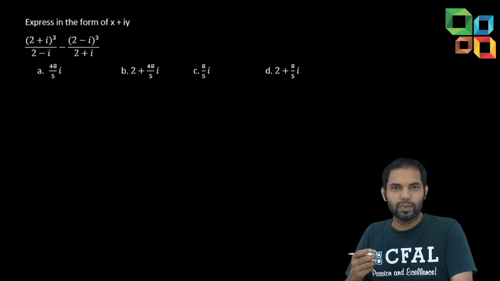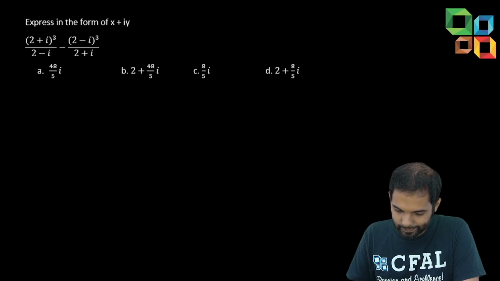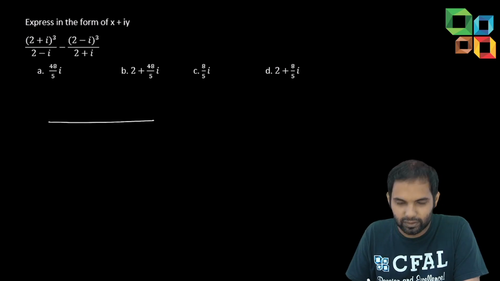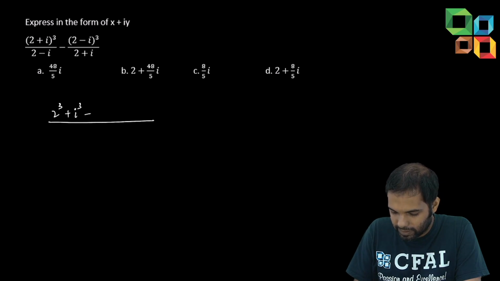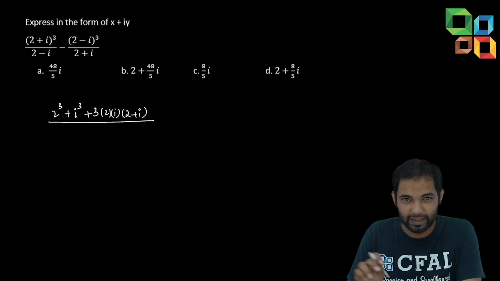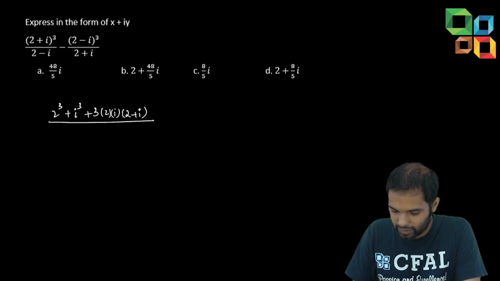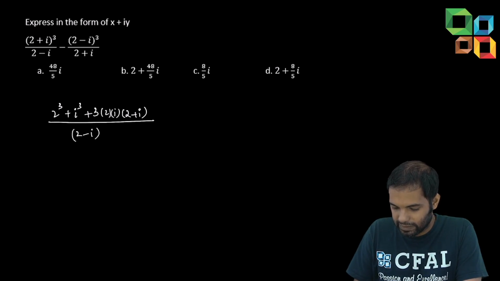Now again, you have to express in the form x plus iy. Okay, so let's try to simplify it. A plus B whole cube: A cube plus B cube plus 3AB into A plus B. So 3 into 2 into i into A plus B. You can even use the binomial theorem and directly write it, whichever you feel comfortable. Okay, 2 minus i, I'll simply multiply with the conjugate again because you have to get rid of the denominator. Anyways, this should be multiplied with the conjugate.